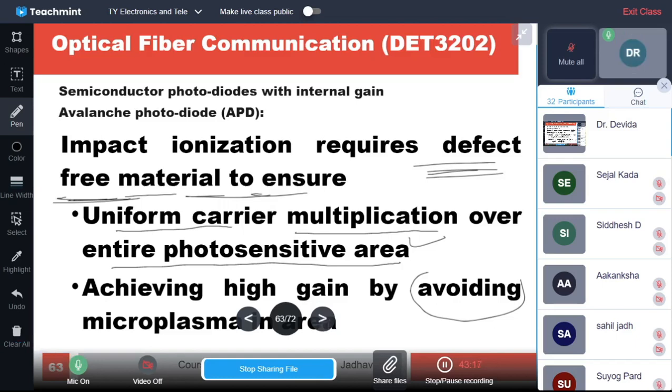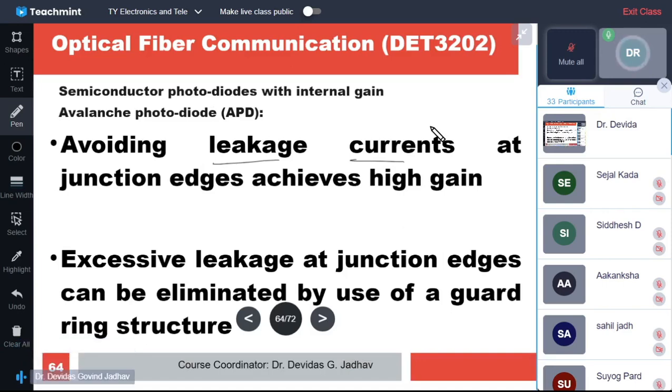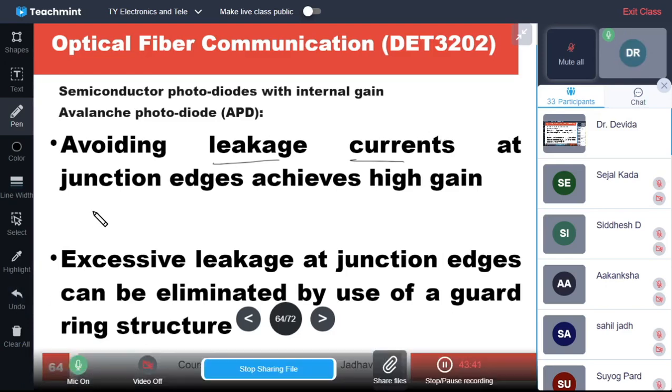So to avoid the leakage current, plasma is avoided by selecting a better material, and the uniform multiplication process is also achieved by selecting the better, defect-free material. But leakage current must be avoided at the junction edges to achieve the high gain.